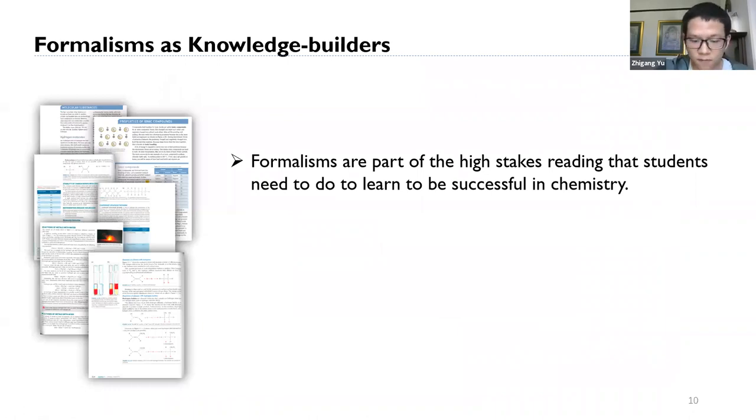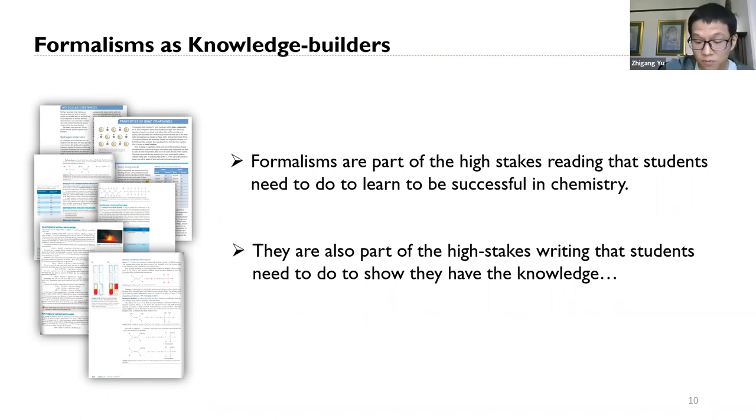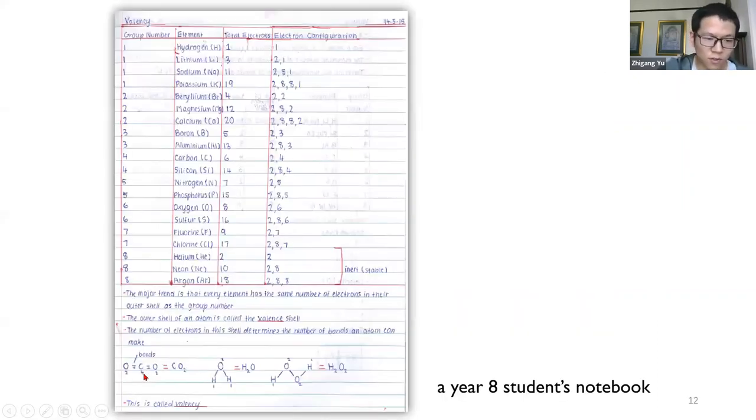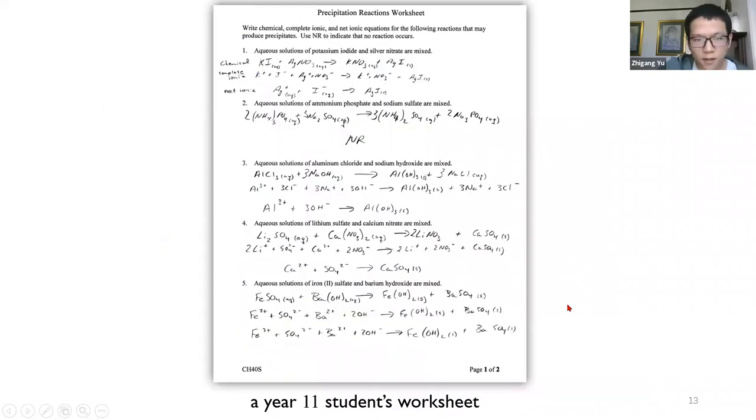We can say that they are important knowledge builders of chemistry. Students need to read them and understand them to be successful in chemistry. But apart from reading, students also need to be able to write them to show they have the knowledge. For example, this is a worksheet of a year 8 student in New South Wales. Students are required to write these chemical formulas to show that they have the knowledge to represent this chemical substance. And also they need to write them in their student notebooks, for example, structural formulas, to show they have the knowledge. And in year 11, students need to write chemical equations to show their understanding of chemical reactions.